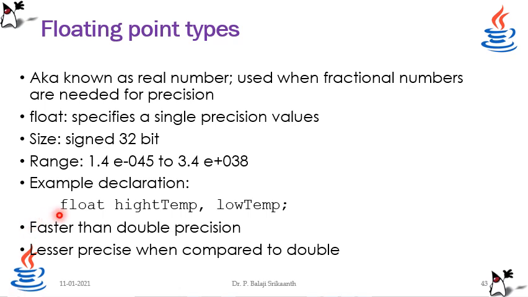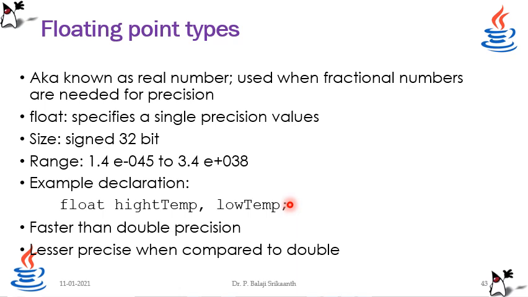An example declaration is shown in this line. Float is the keyword followed by variable names. The variable names are comma separated. You can give as many variables as required. However, the last variable should be followed by a semicolon, terminating that line.